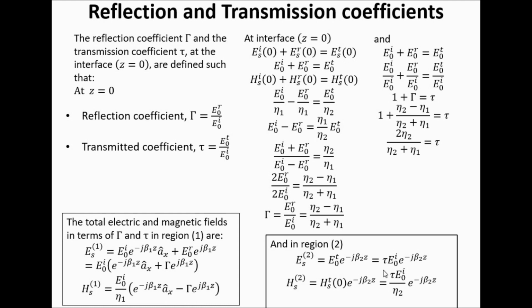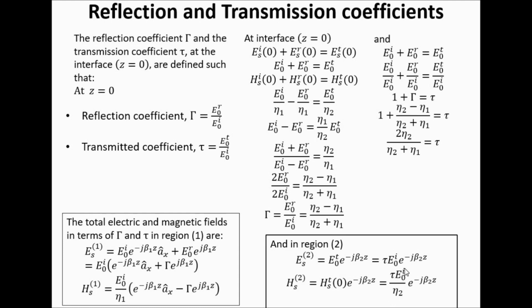Similarly, for medium 2, we can write the total field is E0T, or the transmitted field, that can be written like tau E0I. And for the magnetic field, we can write tau E0I over eta 2. So you see, we didn't write tau H0I, because there is no such relationship for the magnetic field. The relationship is only for the electric field, because the magnetic field is calculated considering the impedance.